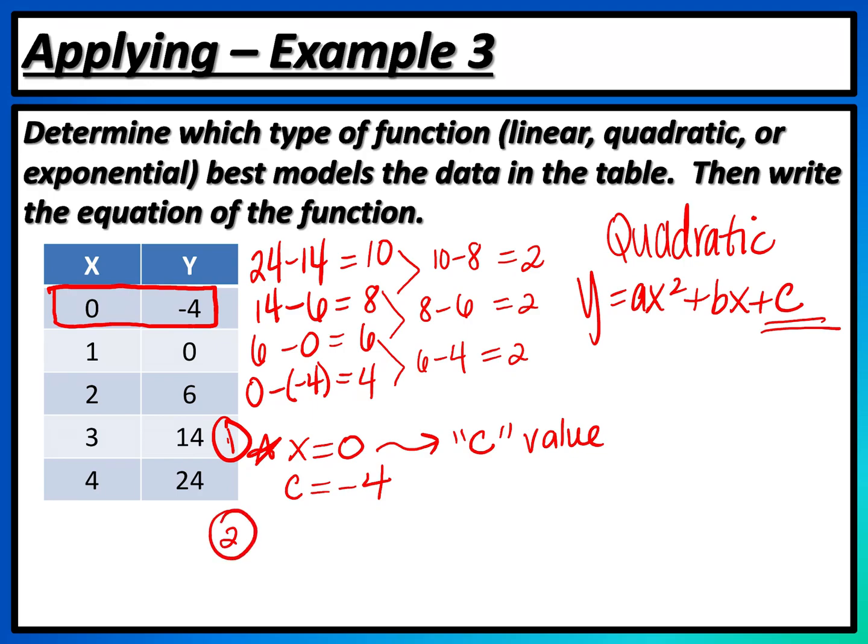Now step 2, on our way to creating this system, we're going to choose any 2 points from this table. I'm going to take 2, 6 and 3, 14.